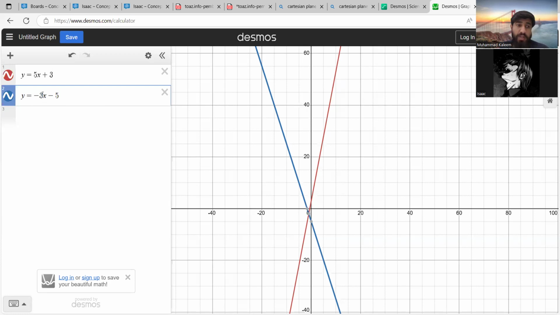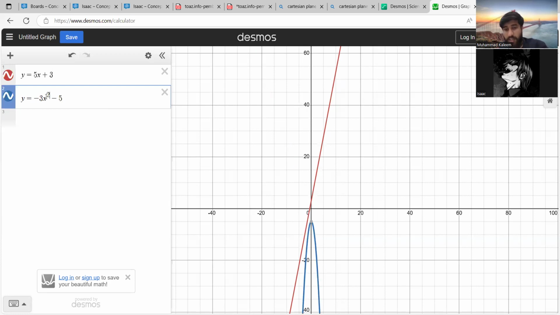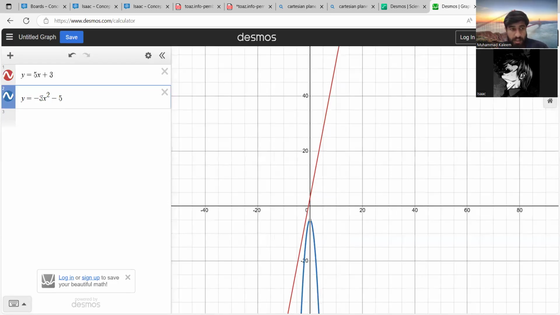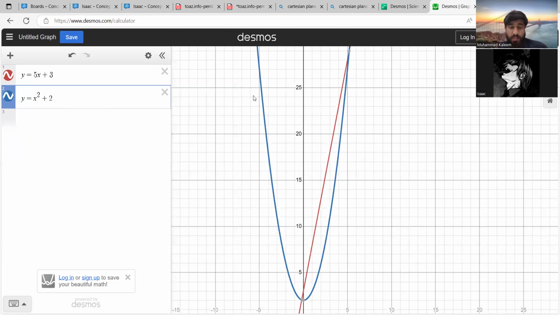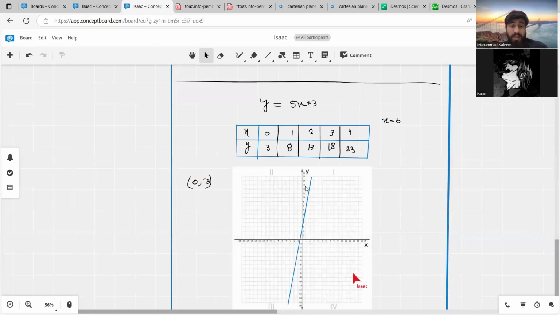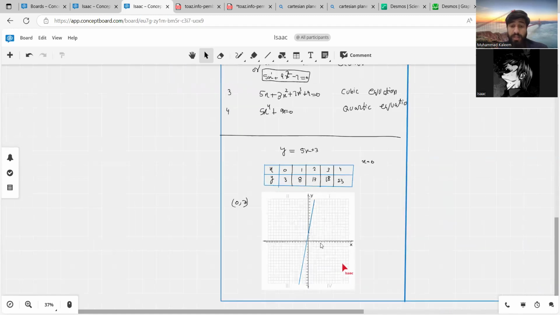If you change the equation, like if you take this one as a quadratic equation, its graph will be a parabola. You can see this is a parabola. We have two kinds of parabola, parabola upward and parabola downward. This is the graph of a quadratic equation. But firstly, we have to get a grip on the graph of a linear equation.